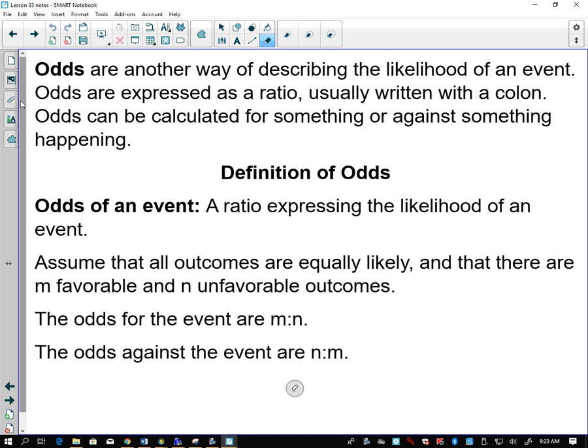All right, odds. You might hear, what are the odds, right? What are the odds of that happening? Or, may the odds be ever in your favor, something to that effect. And we might begin to think that odds and probability are the same thing but different words. They're not. They're different things.